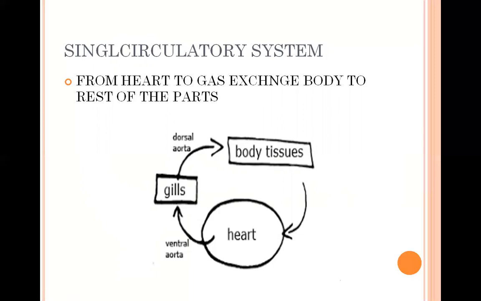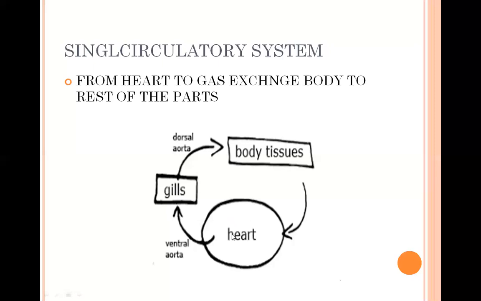For example, the heart has blood. It can be oxygenated blood or deoxygenated blood. The heart always has some blood inside it all the time. There is no moment when the heart is not occupied with blood. So in a single circulatory system, the heart directly pumps the blood to the gas exchange organ. For example, in fishes, it's the gills. When the heart pumps blood to the gills, the gills make it oxygenated and then pump it directly to the body tissues.